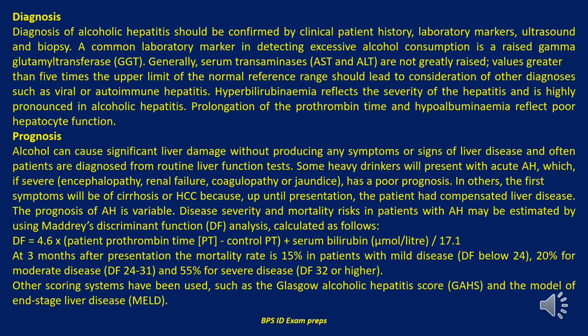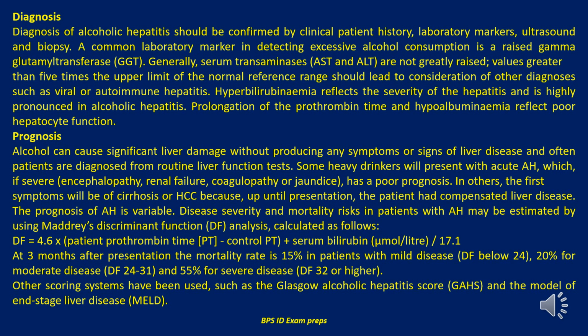Disease severity and mortality risks in patients with alcoholic hepatitis may be estimated by using Maddrey's discriminant function, abbreviated as DF, analysis, calculated as follows: discriminant function is equal to 4.6 multiplied by, in brackets, patient prothrombin time (PT) minus control PT, closed brackets, plus serum bilirubin in micromoles per liter, all divided by 17.1.